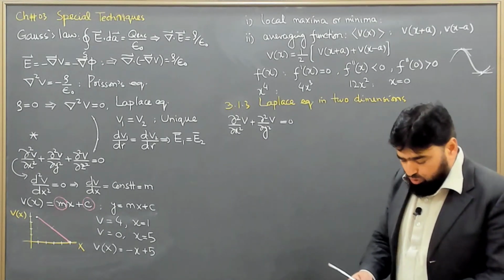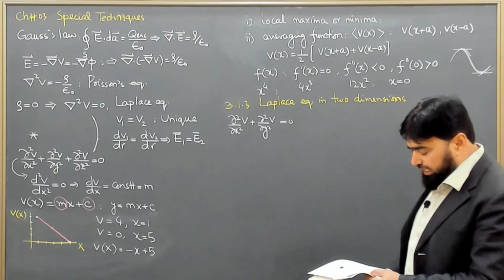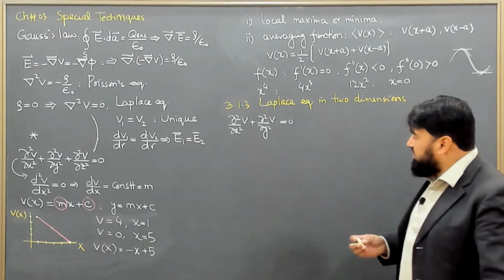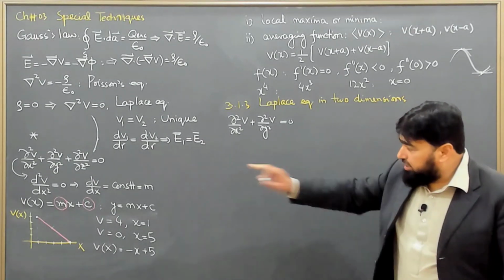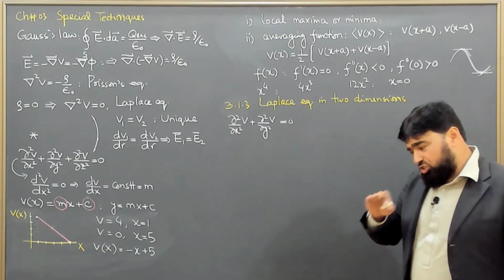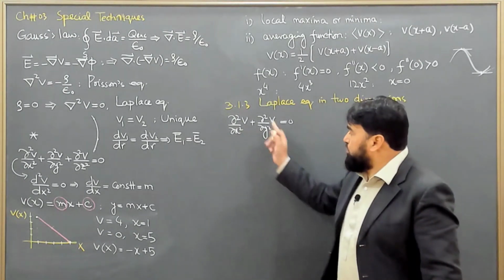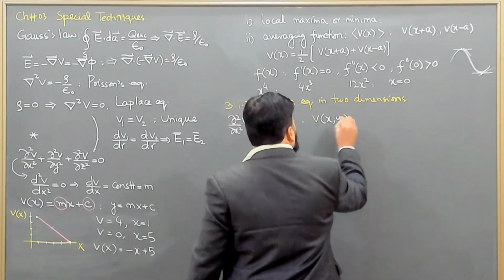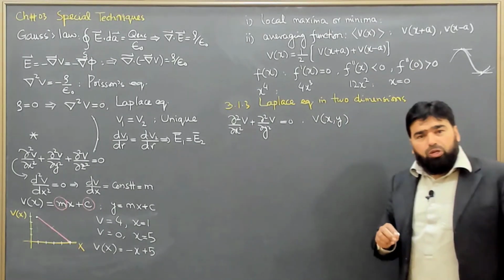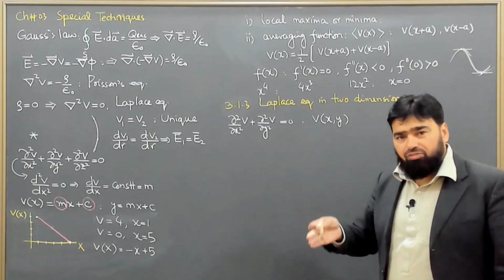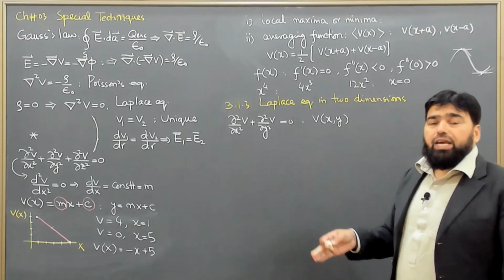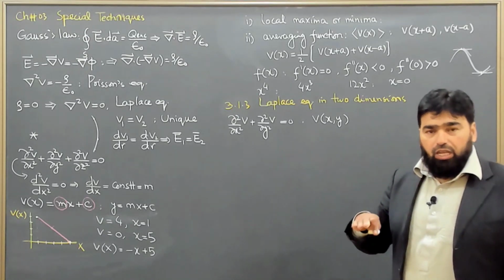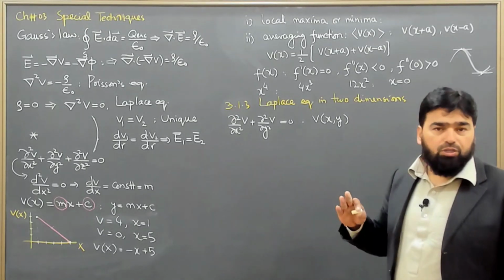To imagine this, the solution in one dimension was a straight line, and in two dimensions, because now V is a function of x and y, its solution will be a sheet. It will be a surface and not a straight line. And that surface will have no extreme values. If extreme values exist, they will be on the endpoints.